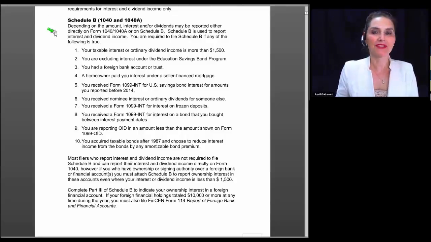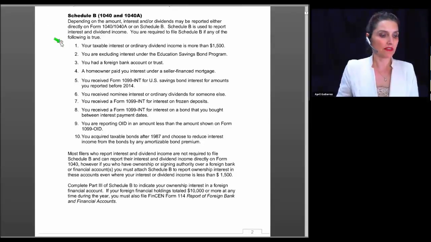Depending on the amount of interest and dividend income you have, you may be able to report your interest or dividend income directly on the 1040 form, or it could be the case that you're required to attach a Schedule B. And I have here a list of the reasons why you would be required to file a Schedule B. And the first one is that your taxable interest or ordinary dividend income is more than $1,500.